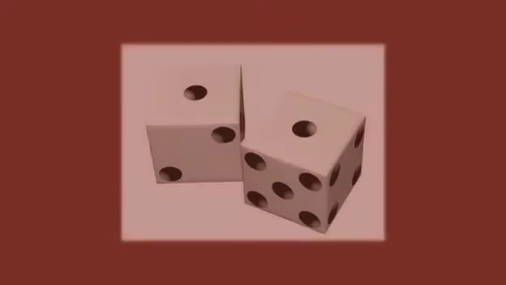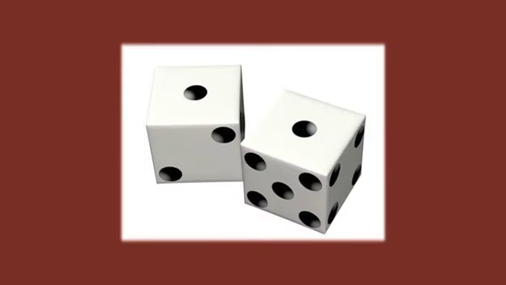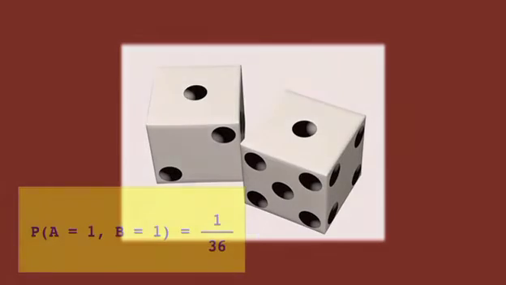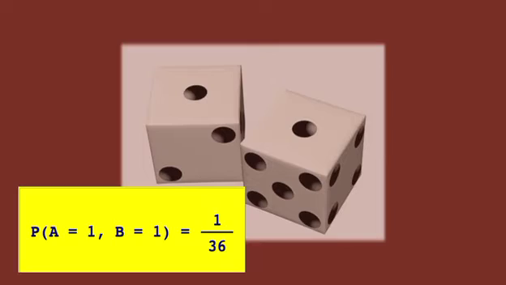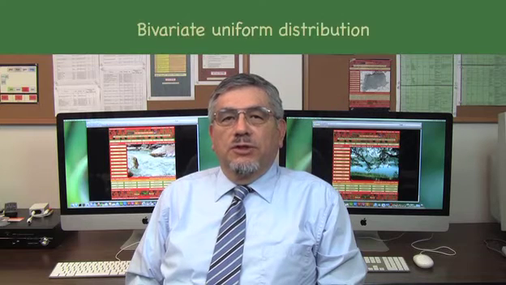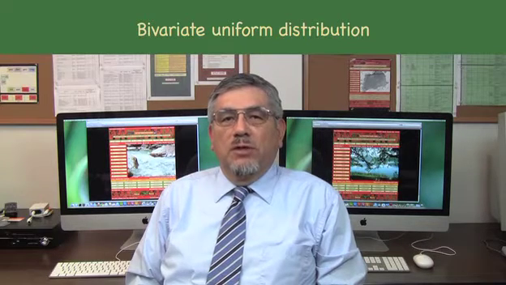A classical example of joint probability is that of the outcome of the cast of two dice, say A and B. Intuitively, the probability of getting a 1 for A and a 1 for B is 1/36. In total, there are 36 possible outcomes, and each has the same probability, 1/36. The distribution is referred to as the bivariate uniform distribution because each outcome has an equal and uniform probability of occurrence.